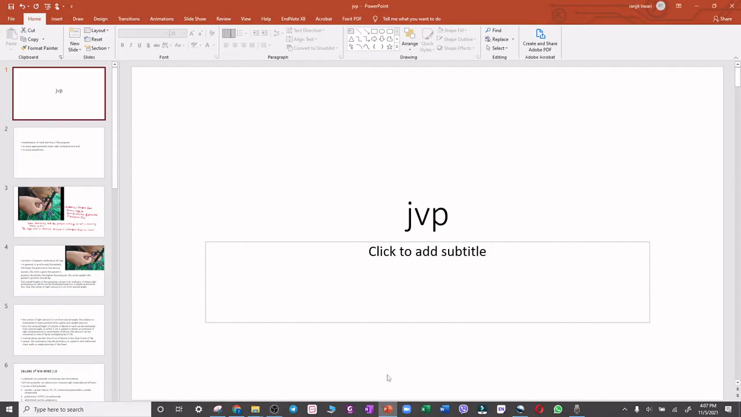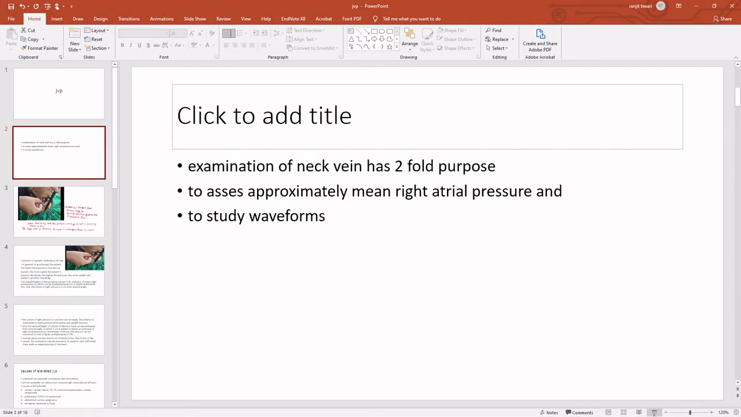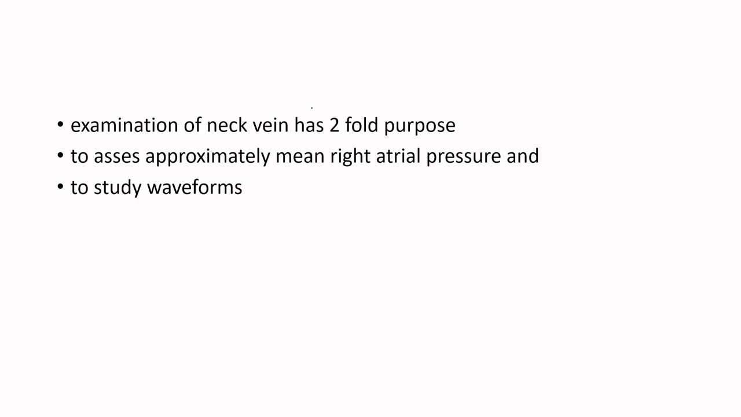So today we are going to discuss jugular venous pressure. Okay, so let's start our discussion. Examination of the neck vein has a two-fold purpose. One is to assess approximately the mean right atrial pressure, and the next is to study waveforms. And by studying different waveforms in the neck vein, we can guess the pathology.